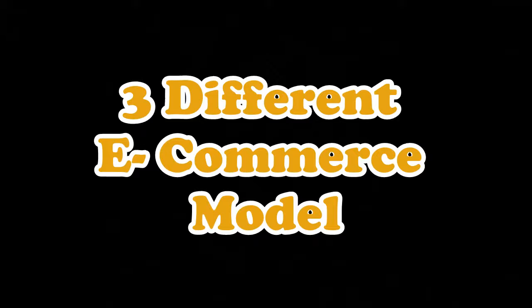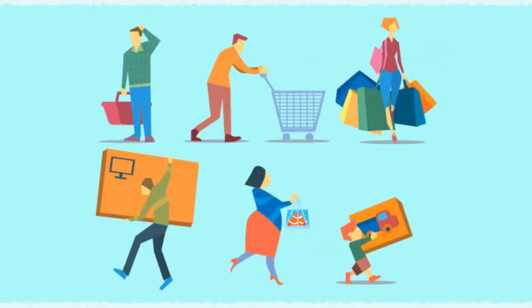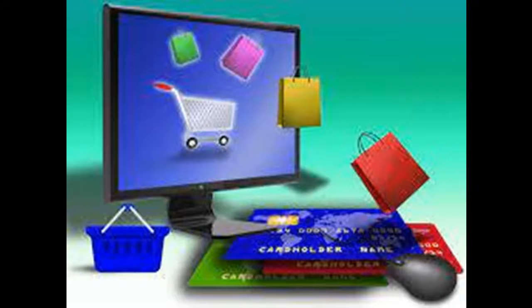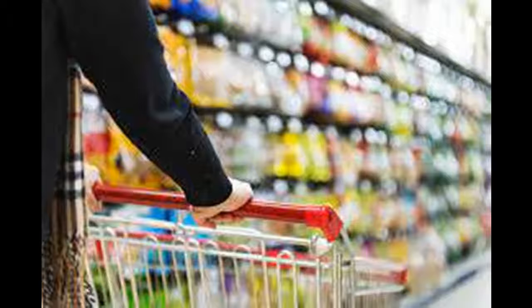The three different e-commerce business models. Number 1. Business to business. Business to business transaction, here the companies are doing business with each other. The final consumer is not involved. So the online transaction only involves the manufacturers, wholesalers, and retailers.